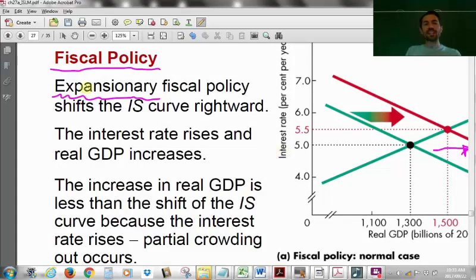So we spoke about an expansionary fiscal policy. What happened when there was an expansionary fiscal policy? Interest rates increased and GDP increased. Expansionary. What I want you to think about now is, what about an increase in taxes? Is an increase in taxes an expansionary fiscal policy?